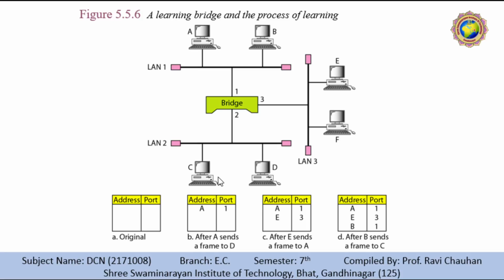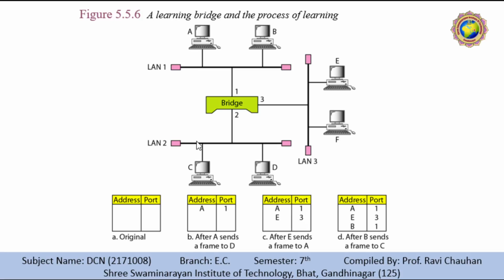When station E sends a frame to station A, the bridge has an entry for A, so the frame can be sent only to port 1. There is no flooding. In addition, it uses the source address of the frame, E, and adds the second entry to the table, where E is connected to port 3. So E has port 3.